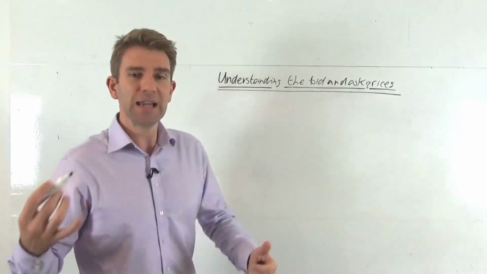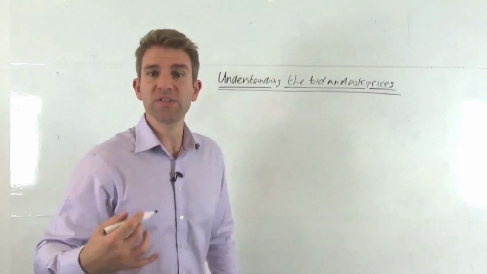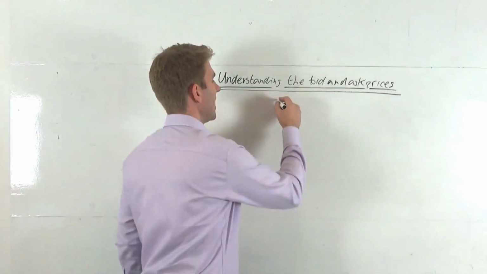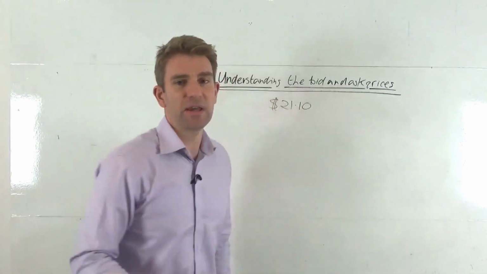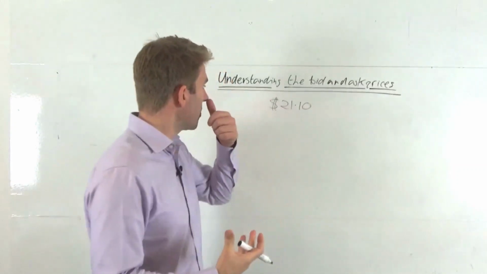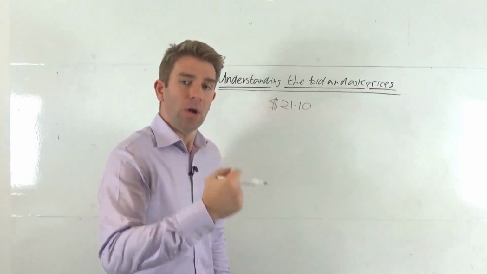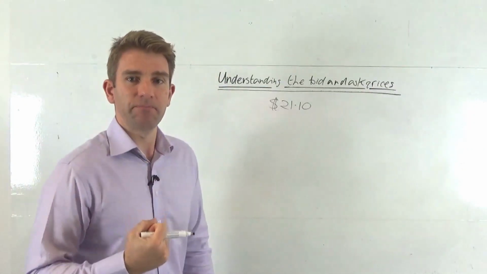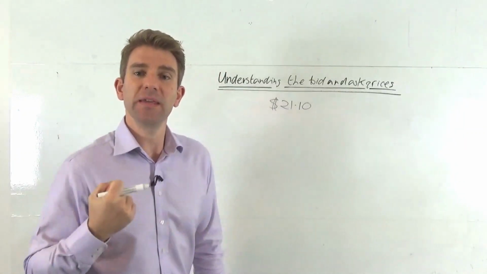Okay, so let's imagine we have a stock, and very often we see a stock price quoted at, for example, $21.10. When we're looking at charts, we're looking at the closing price, we only see one specific price. Now, when we actually want to make a transaction, the price that we buy at and the price that we sell at is going to be different.